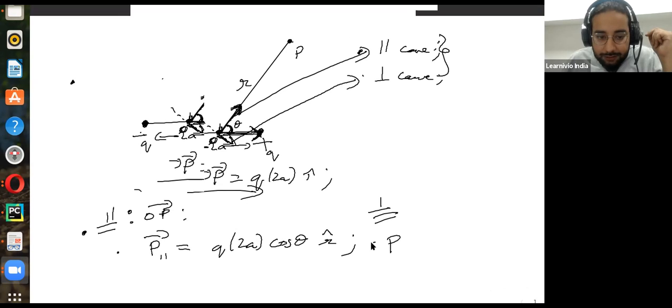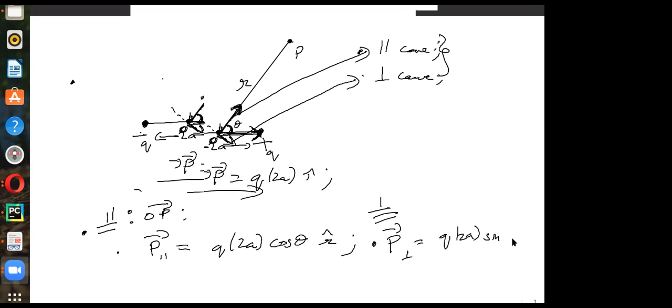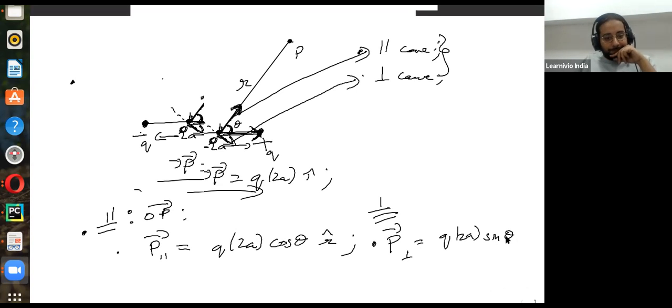Now what about the perpendicular component? What is P perpendicular? It's again q times 2a, but this time it's sine theta. But what is the direction? How will you write this direction down?